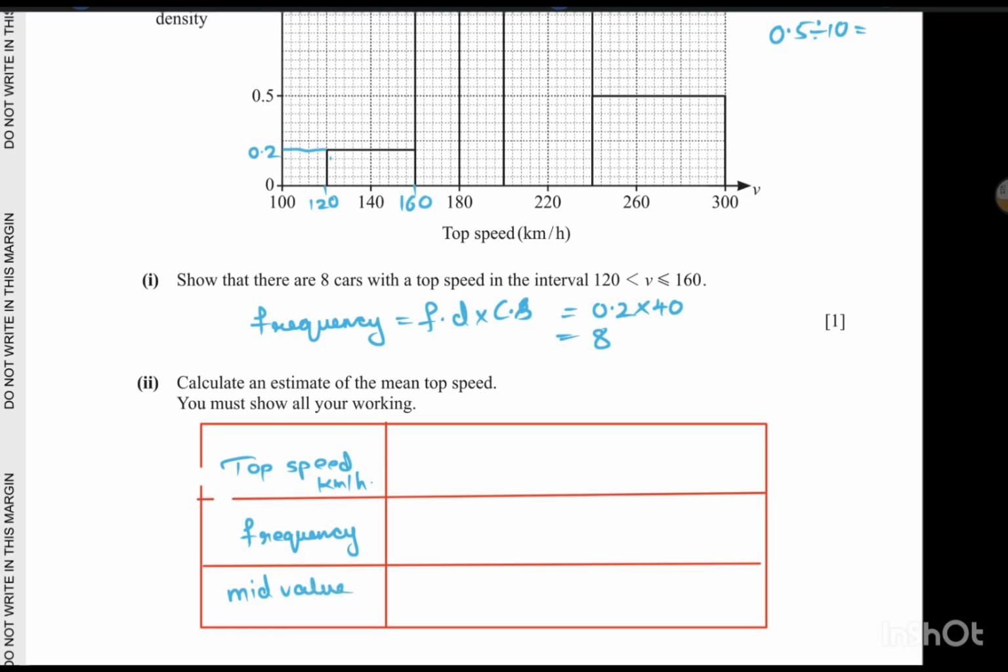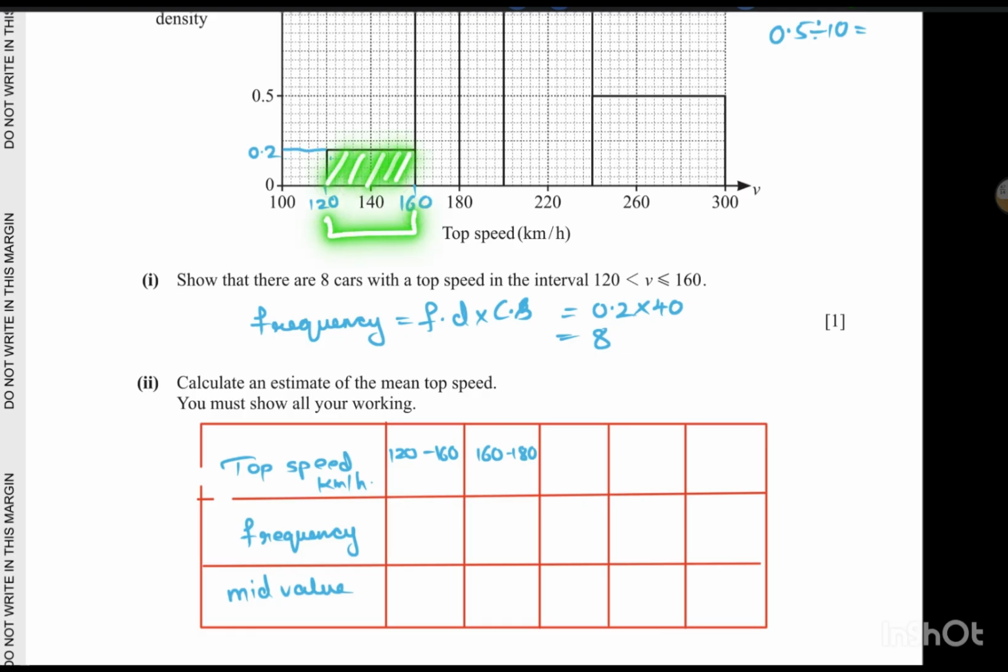Now how many bars do we have in the histogram? 1, 2, 3, 4, 5. So let me draw 5 rows here: 1, 2, 3, 4, 5. So the first class is 120 to 160. Second class is 160 to 180. You can look here. This first one is 120 to 160. Second one is 160 to 180. Third one is 180 to this.